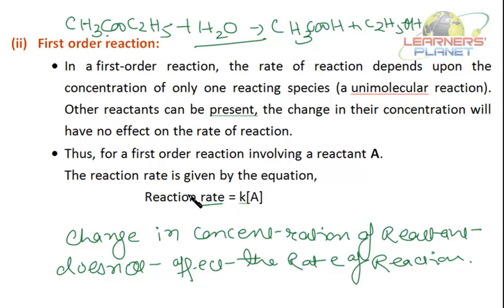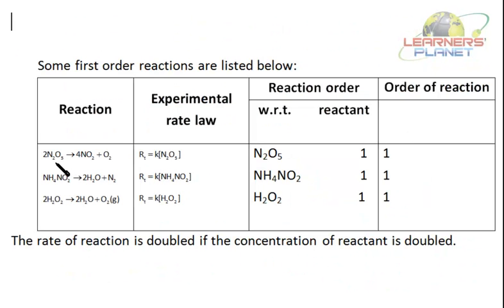Now in this case, the reaction rate will be equal to k[A] to the power 1. The coefficient is 1. Whereas in case of zero order reaction, rate is equal to k[A] to the power 0. Let's take some examples of first order reaction. Dissociation of N2O5: the rate is dependent on the change in concentration of N2O5, and here also the coefficient is 1. This is the actual coefficient, that is, it is determined experimentally.